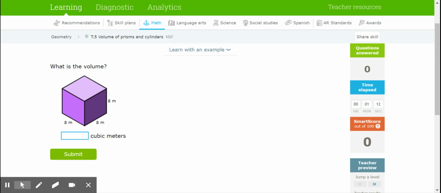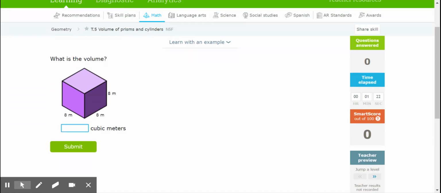Okay, so your assignment was to get to a 60 SMART score on T5. This is going to be volume of different kinds of prisms and cylinders. The first thing you need to decide is what kind of 3D figure this is. And this is a rectangular prism because it looks like a box.